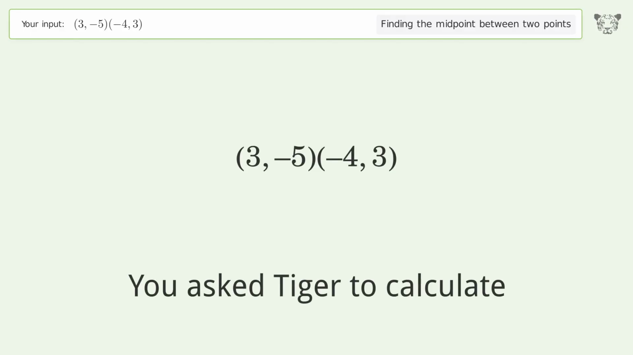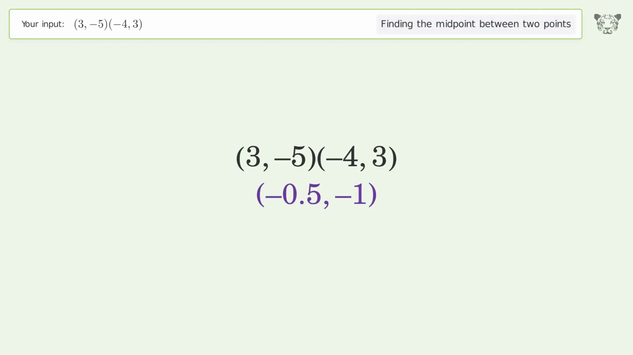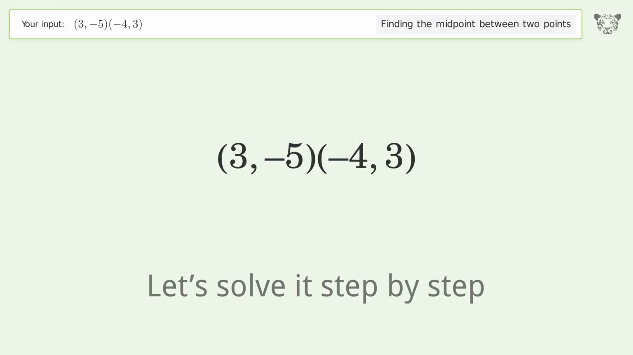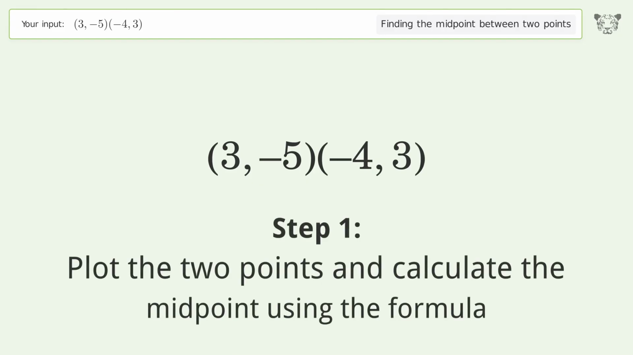You ask Tiger to calculate. This deals with finding the midpoint between 2 points. The midpoint between the 2 points is -0.5, -1. Let's solve it step by step. Plot the 2 points and calculate the midpoint using the formula.